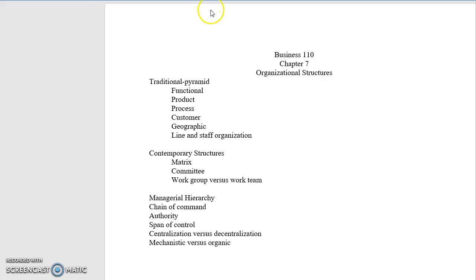So I hope that gives you a better idea of organizational structure. If you need anything, let me know.